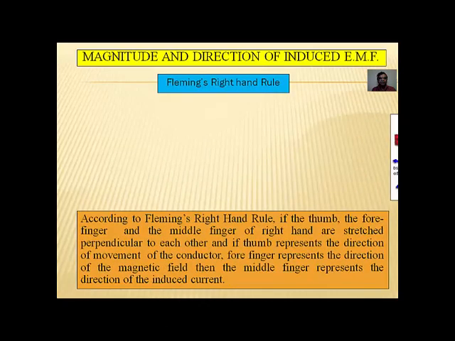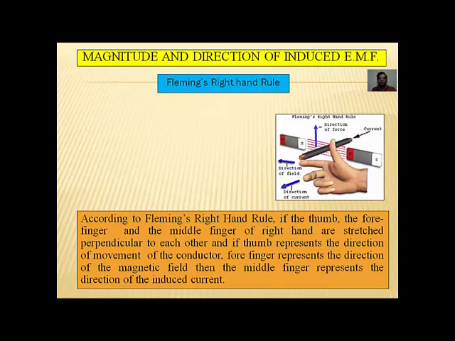According to Fleming's right-hand rule, if the thumb, the forefinger and the middle finger of the right hand are stretched perpendicular to each other, and if the thumb represents the direction of movement of the conductor, the forefinger represents the direction of the magnetic field, then the middle finger represents the direction of the induced current.